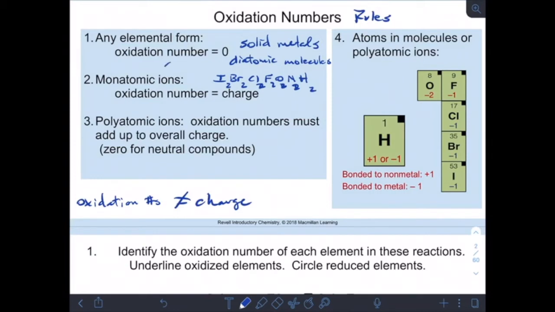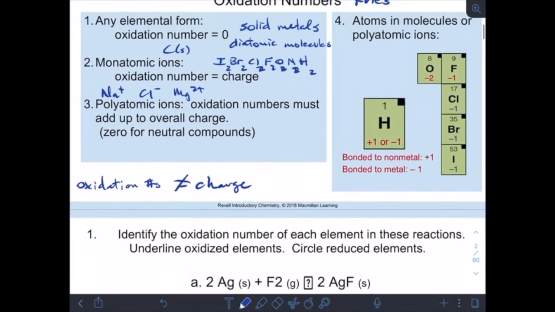Also, things like solid carbon. That's what's in your pencil leads. Graphite is solid carbon. So anything in its naturally occurring state has an oxidation number of 0. All right, monatomic ions, things like Na+, or Cl-, or magnesium 2+, will have the same oxidation number as the charge of the ion. For polyatomic ions, the oxidation numbers must add up to the overall charge, and 0 for neutral compounds. We'll get into that as we go.